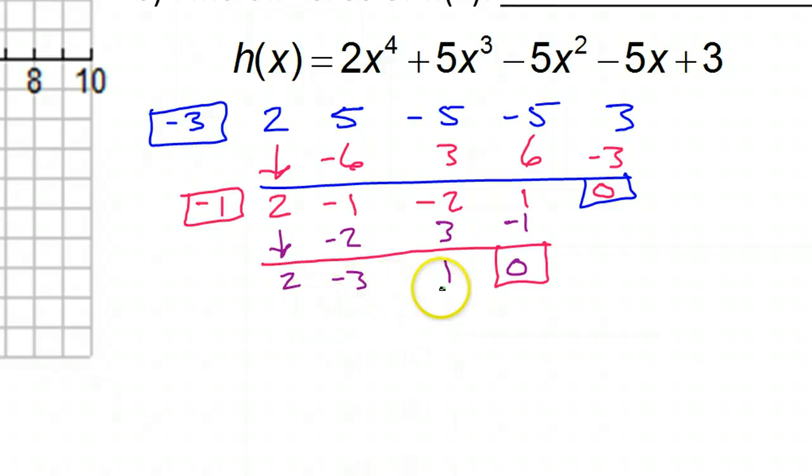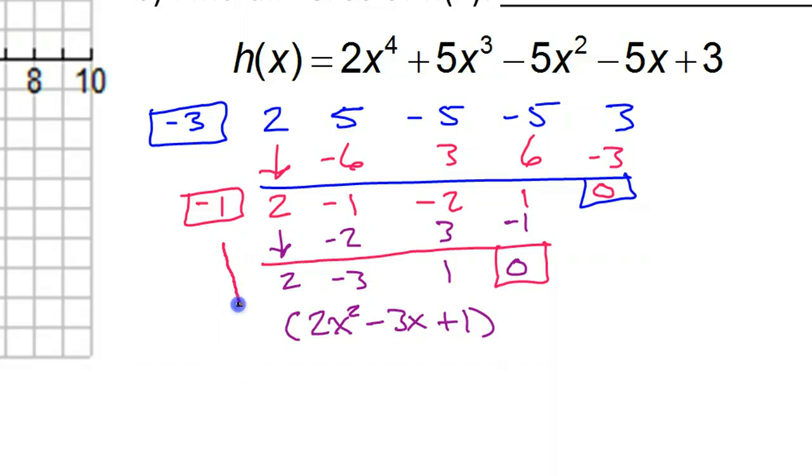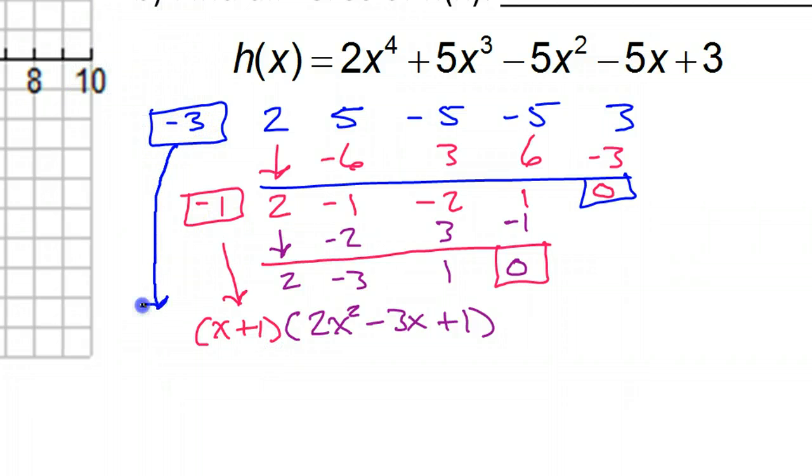Now once I get down to 3 terms, that's going to be quadratic, so I'll just factor that or use the quadratic formula. So if I put the variables back in, I've got 2x squared minus 3x plus 1. Okay, and the factor that comes from this 0 would be x plus 1, and the factor that comes from this 0 would be x plus 3. So far we have this, but we can probably factor this further.